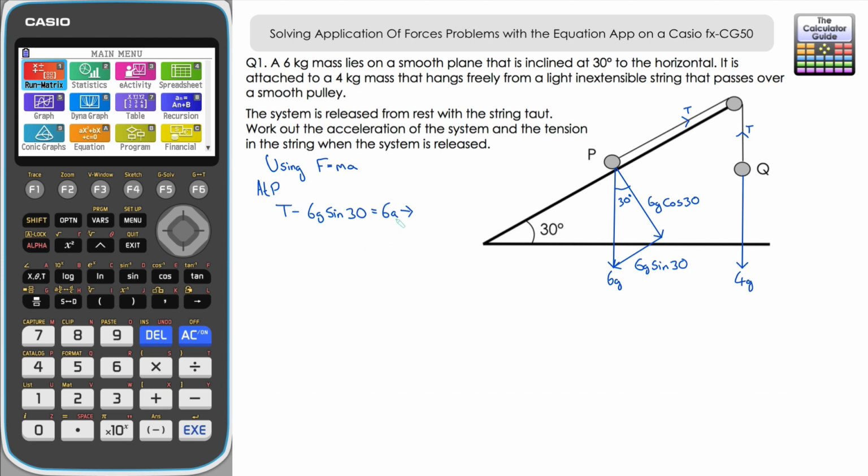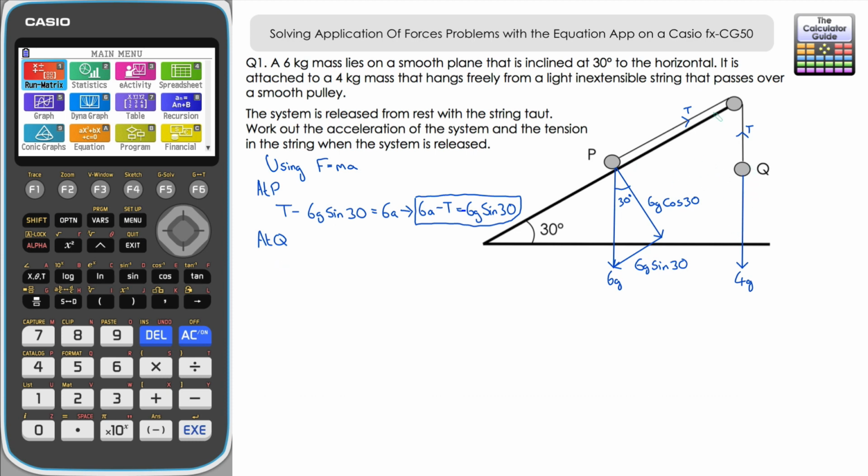Now, in order to get this ready for the calculator, we're going to prepare it by having all the terms which have unknowns in them on one side, then the known values on the other. So in this case, we don't know a and we don't know T. They're both unknowns. We're going to solve them simultaneously. Let's have them on the same side of the equals, and then minus 6g, g we know is 9.8, sine 30, on the other side. So if we rewrite this as 6a minus T equals minus 6g sine 30. So essentially all I've done here is taken the T over to the other side so that we've got the two unknowns on one side. And that's going to be the first equation that we're going to input into our calculator.